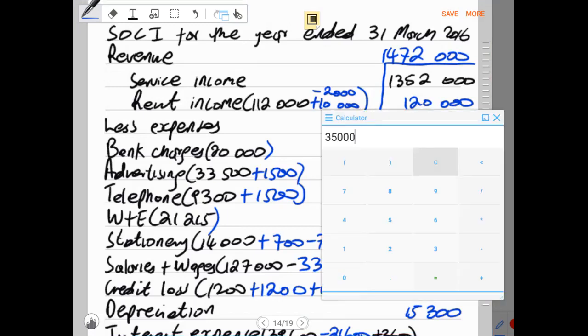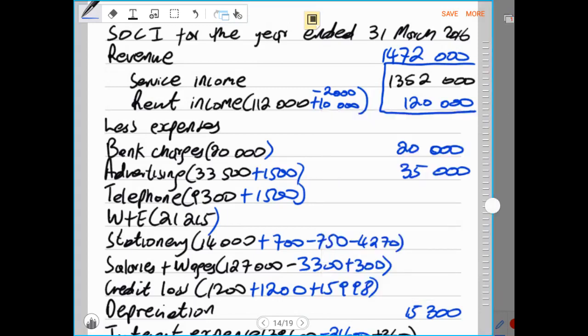Then after we have telephone of 9,300 plus 1,500, which is 10,800 rands. That is 10,800. Then this will be 21,215. There is no change.